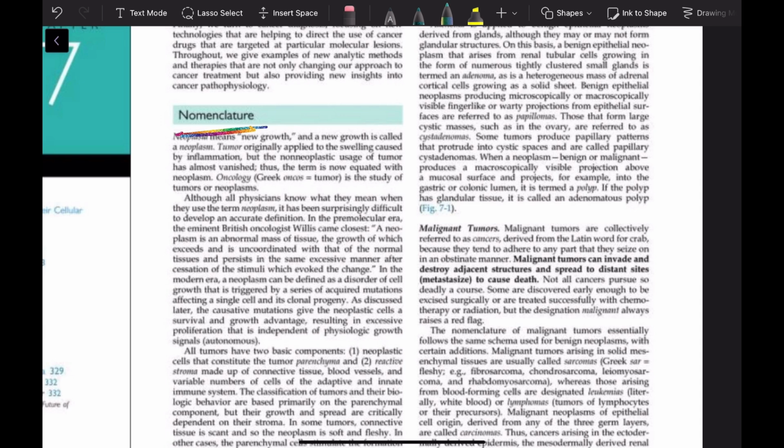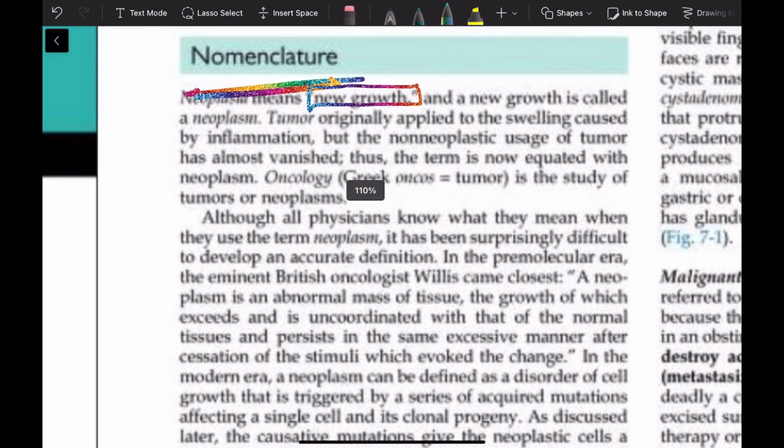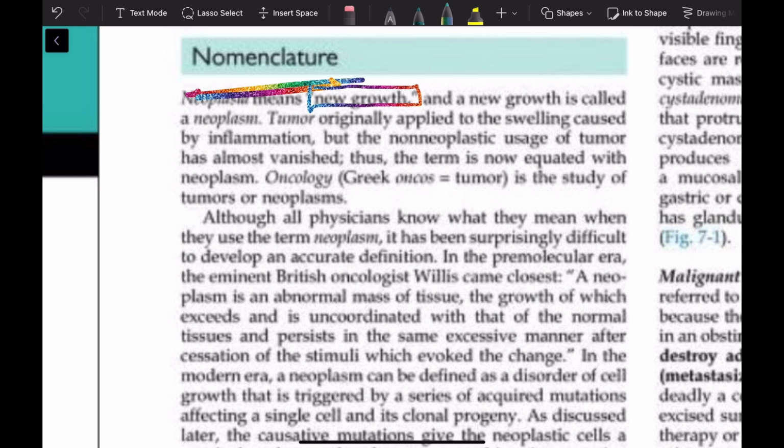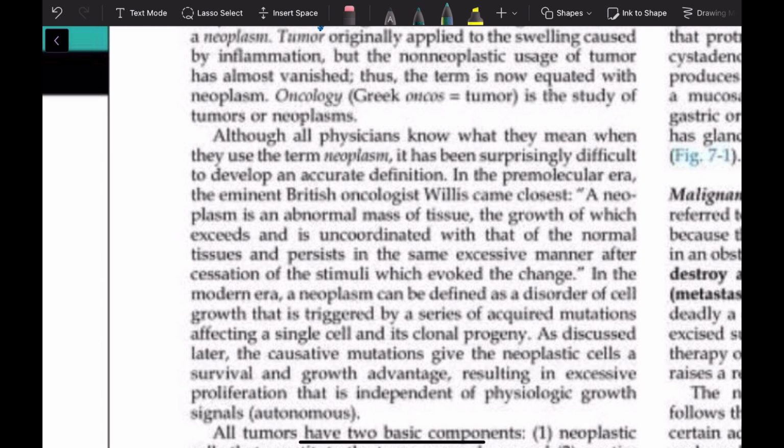Neoplasia means new growth, and a new growth is called a neoplasm. Okay, so neoplasia means new growth, right? Tumor was originally applied to the swelling caused by inflammation, but the non-neoplastic use of tumor has almost vanished. Thus, the term is now equated with neoplasm. Initially we used the term tumor just for swelling caused by inflammation, but that non-neoplastic usage has almost vanished. Oncology is the study of tumors or neoplasms.